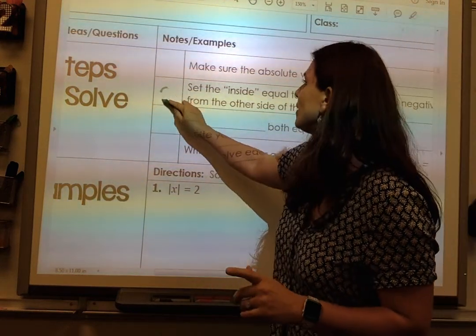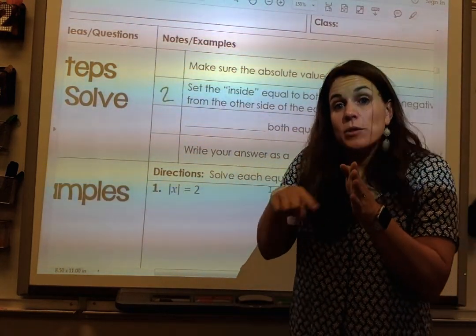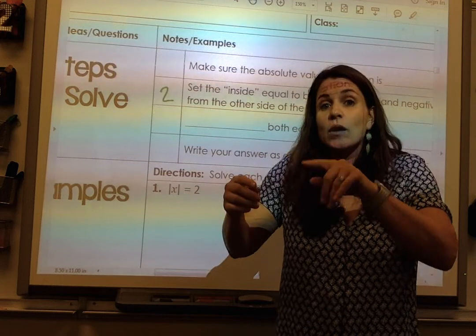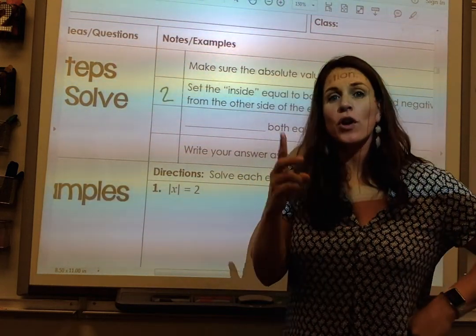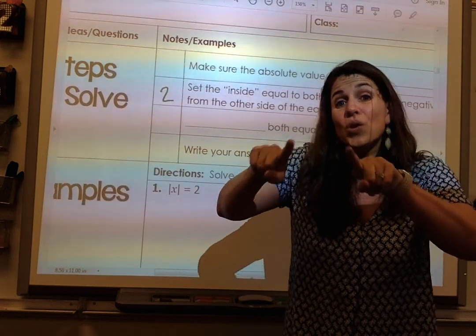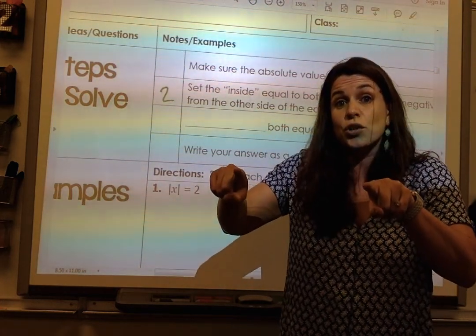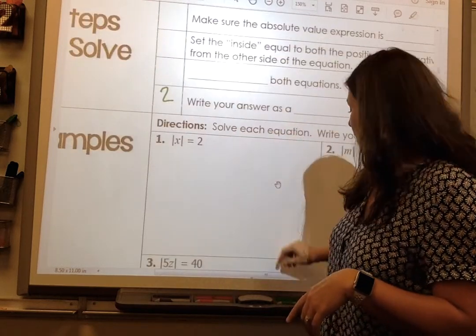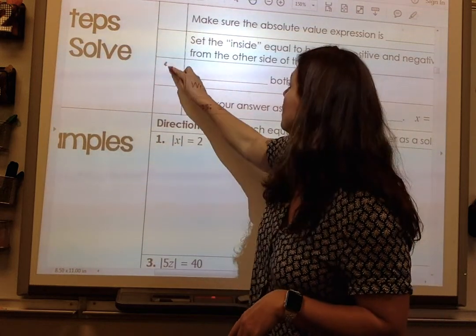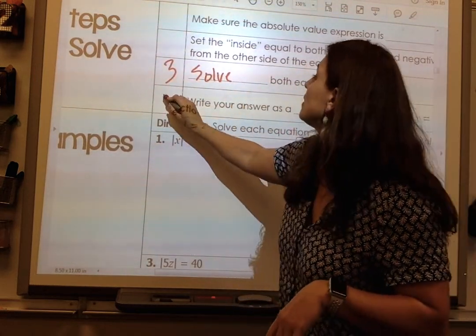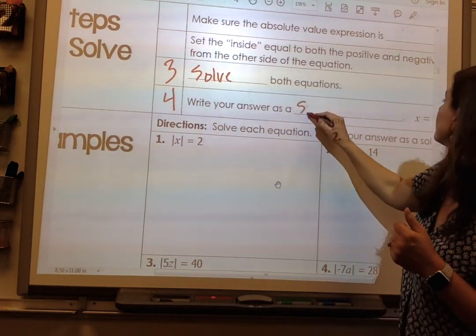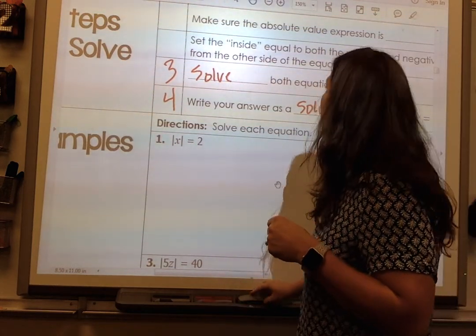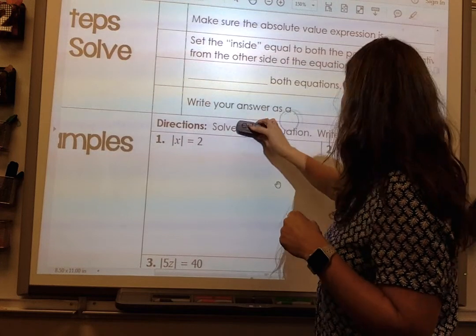Step 2 says set the inside of that absolute value bracket equal to the positive value on the other side and set the inside equal to the negative value on the other side. So if you'll notice in step 2, that means I'm going to be solving 2 separate equations. I'm going to start branching it into 2 groups. 1, make sure it's isolated. Step 2, divide into 2 equations. Step 3 is going to be solve both equations. And step 4 is we're going to write our answer as a solution set, which those brackets.